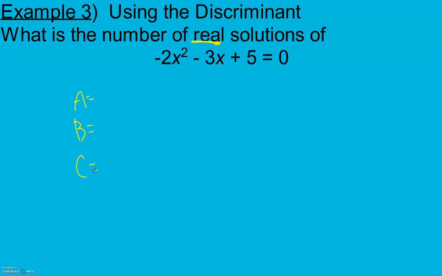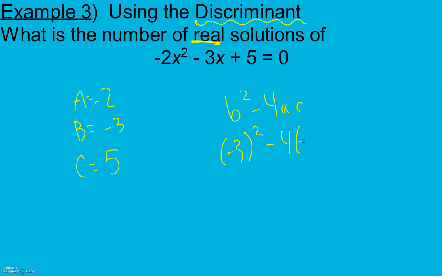In order to do that, we need to pick out our a, b, and c value, just like we did when we found our quadratic formula. The only difference is here we're just going to use our discriminant, which is the b squared minus 4ac, the part underneath my square root. So negative 3 squared minus 4 times negative 2 times 5. Negative 3 squared is 9. Here I get positive 40, which gives me 49. This is a positive 49, which is going to give me two real solutions.